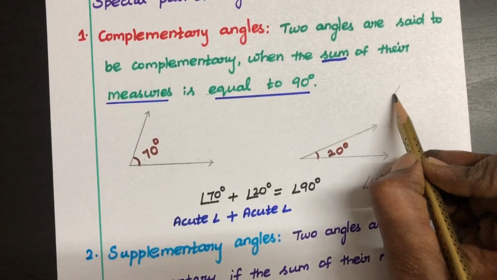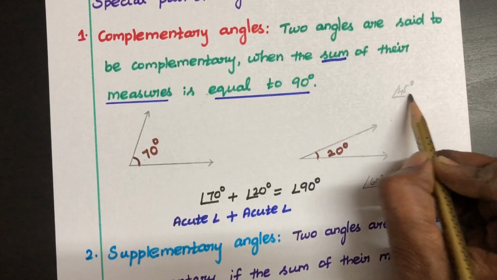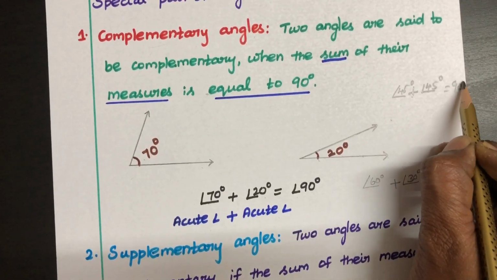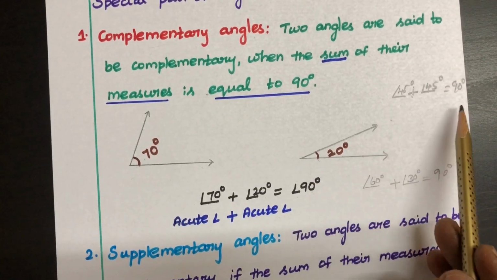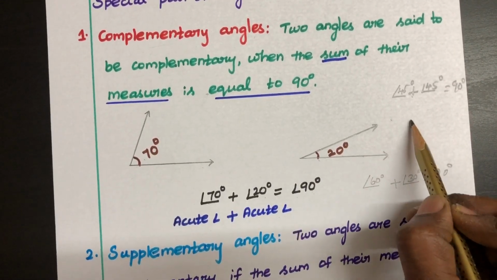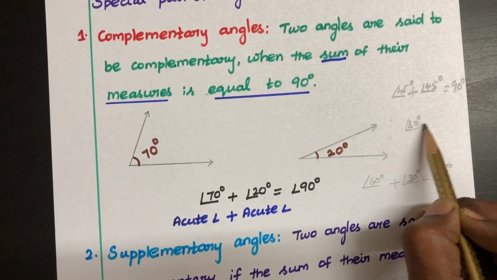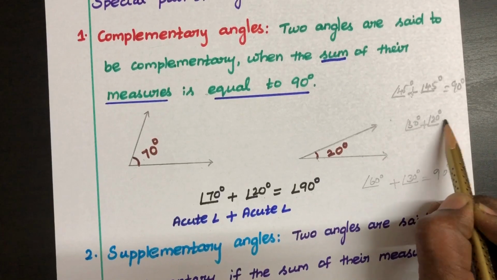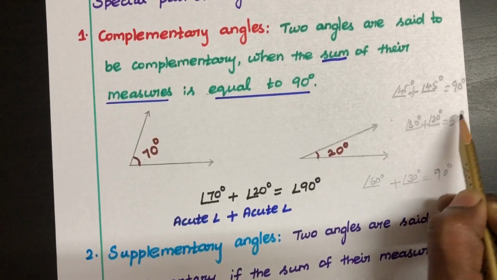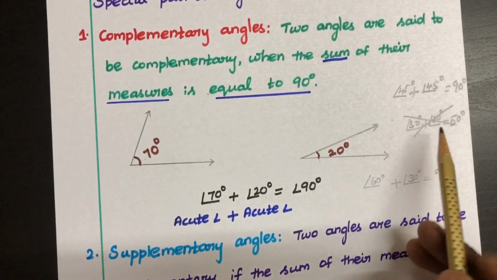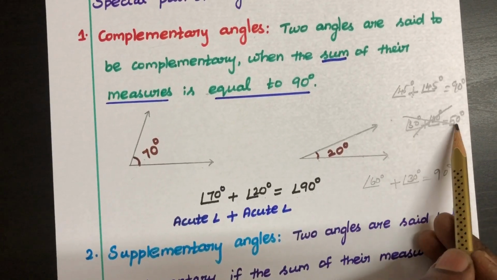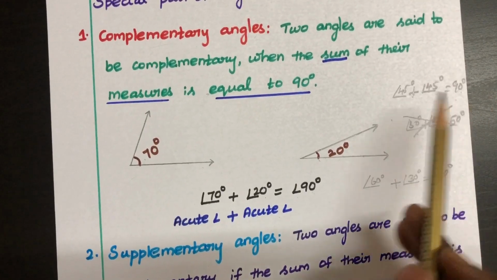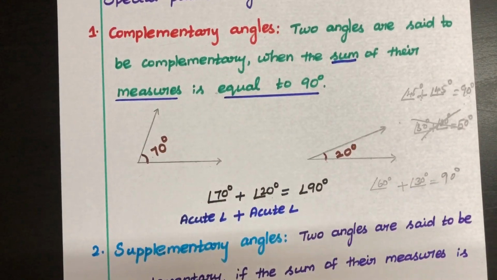Similarly, 45 degree plus 45 degree equal to 90 degree. Both are complementary angles, complementary pairs. But suppose 30 degree is also an acute angle. Another 20 degree is also an acute angle, but this makes 50 degree. This is not the complementary angle because the addition of two is not giving you 90 degree. If it gives 90 degree, then only it is complementary angles.